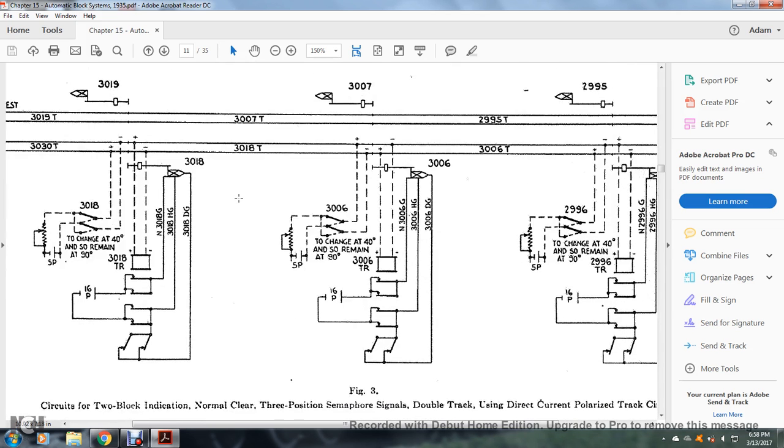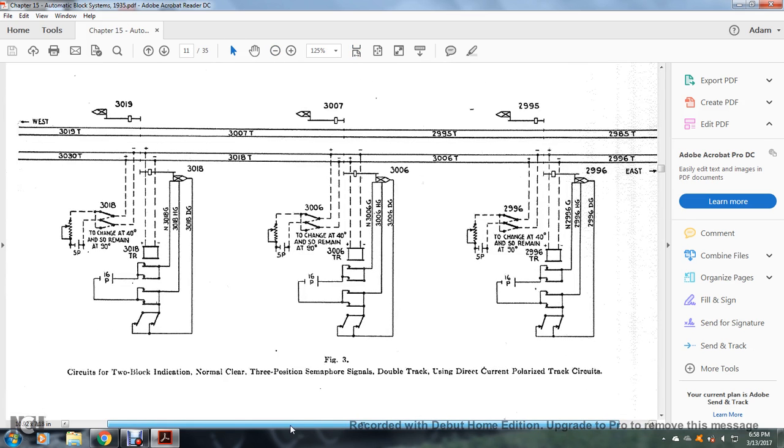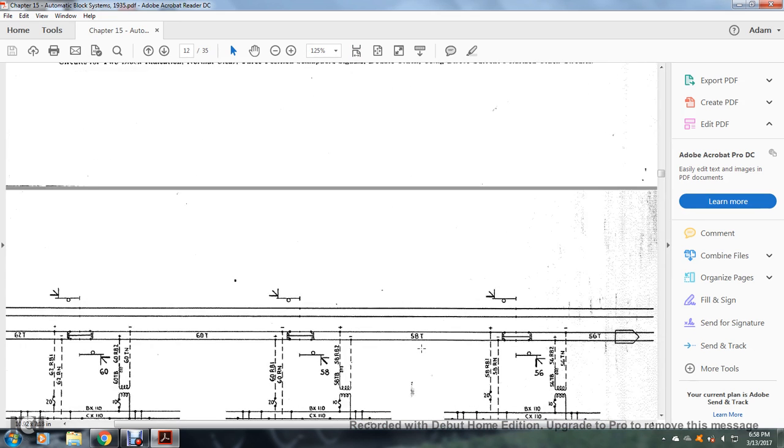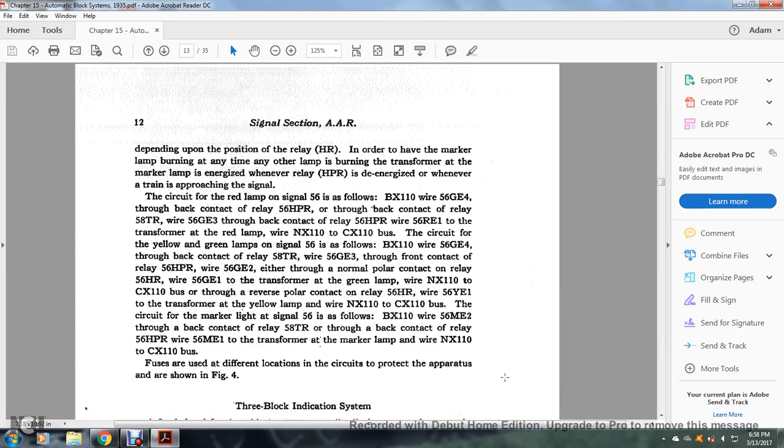Alright, figure 3 shows the two block indication normal clear 3 position color light signal double track, using direct polarized track current. Figure 4 shows the 2 block indication normal clear color light signal double track alternating current track control circuits.